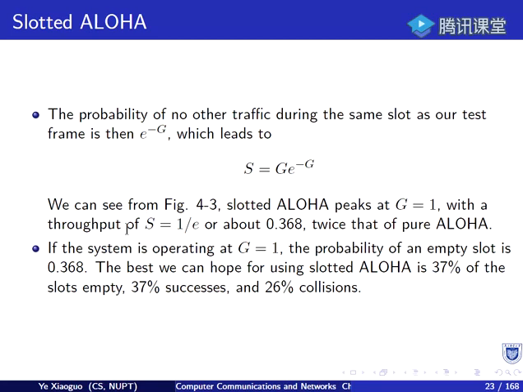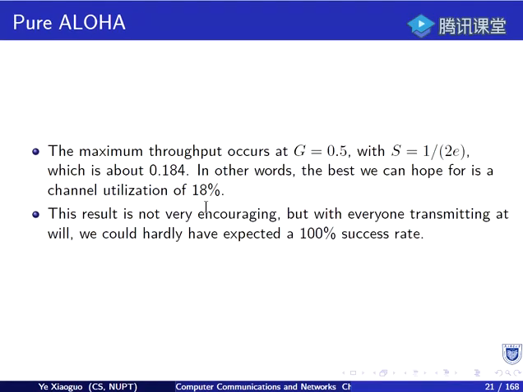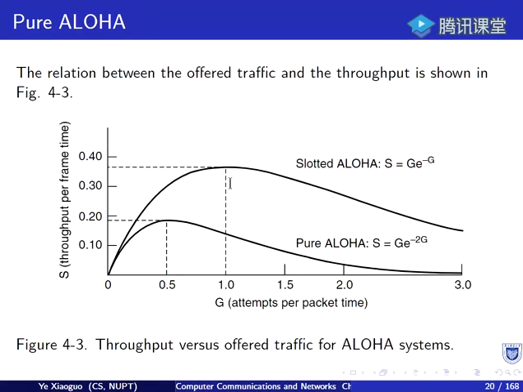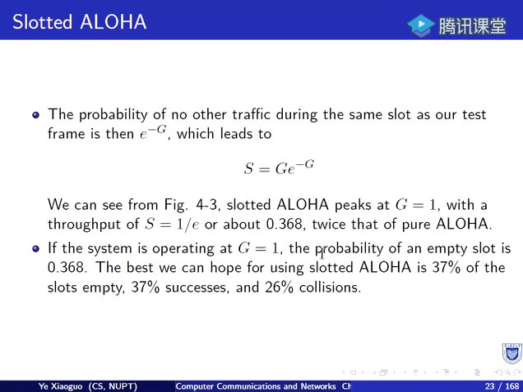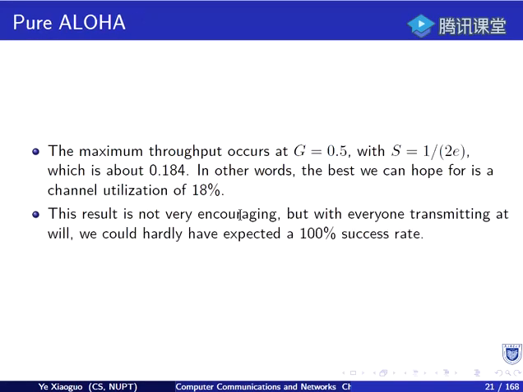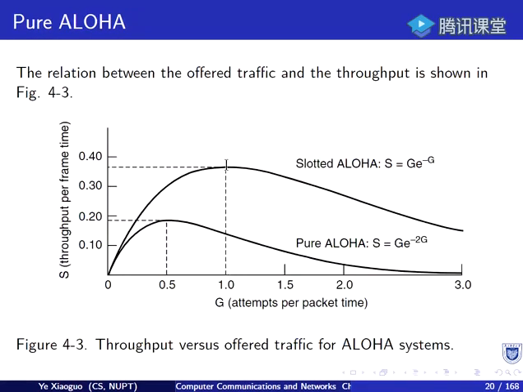Right? So we can see from figure 3 here. So we know slotted Aloha is better than pure Aloha, right? Its throughput is better than that of pure Aloha, especially when G is 1, where slotted Aloha reaches the maximum throughput.